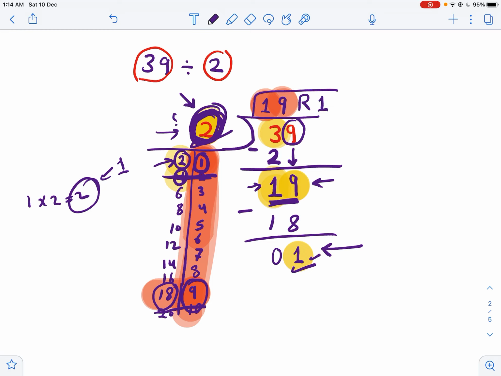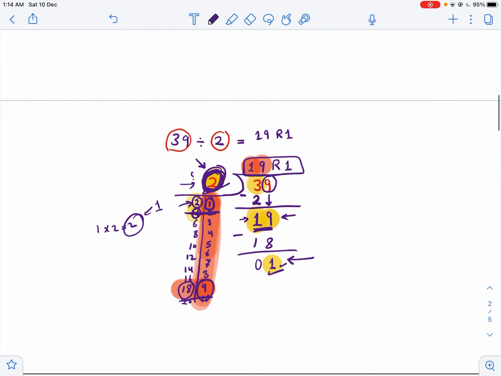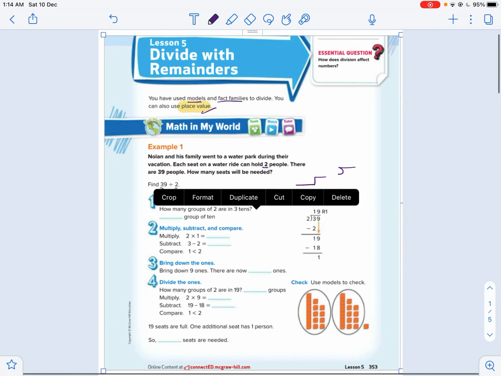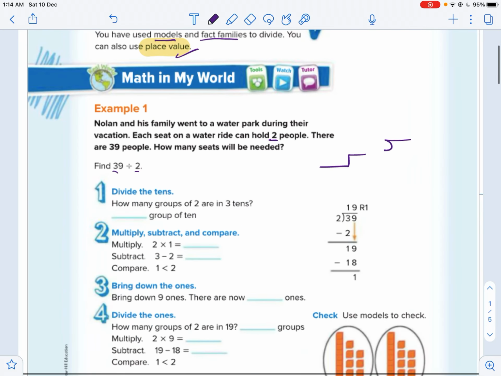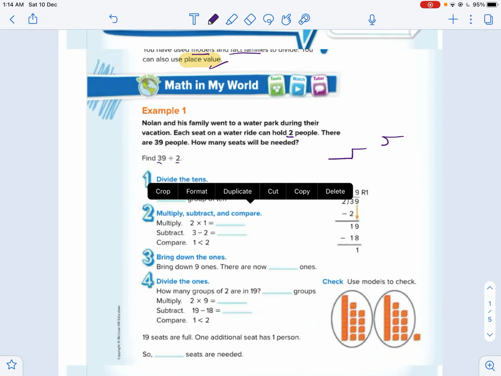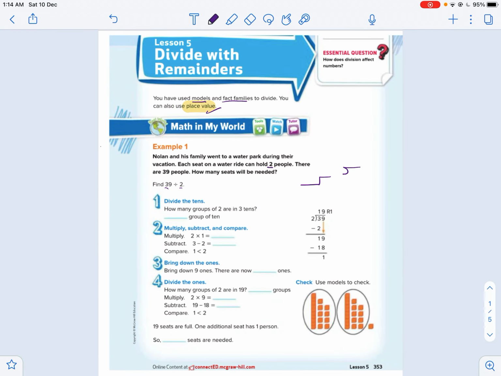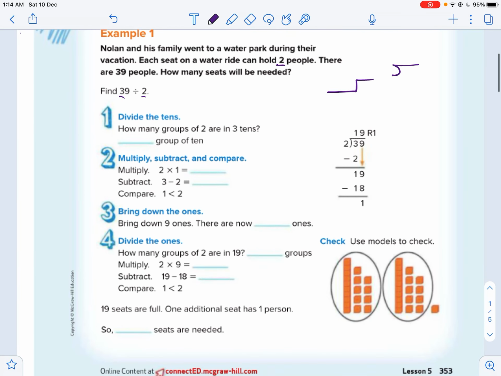So this is my answer for this division problem. 39 divided by 2. The answer is going to be equal to 19 with a remainder of 1. So this is my answer. Now let's get back to our problem here and see what we have. Here, as you can see, 19 and the remainder is 1.